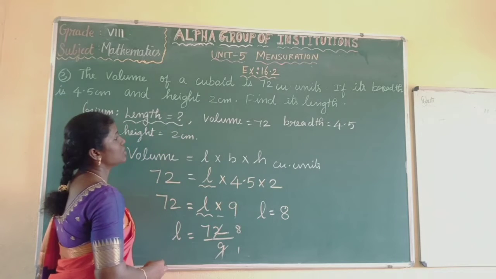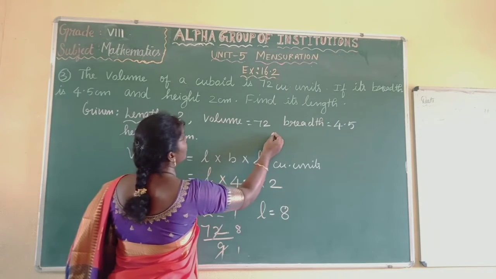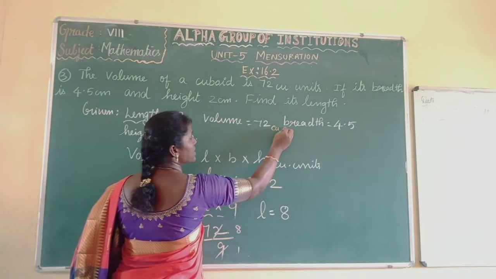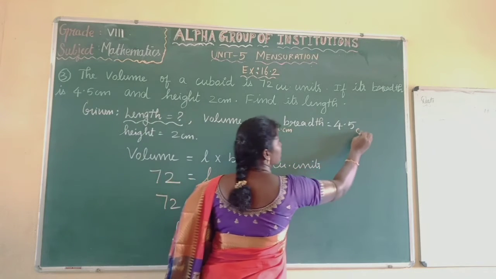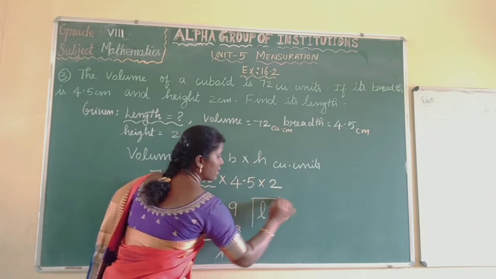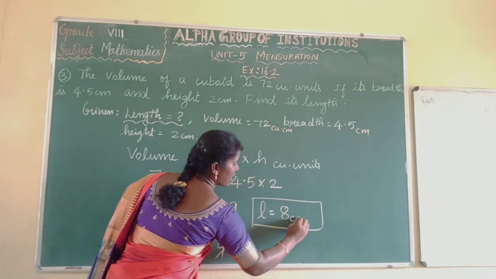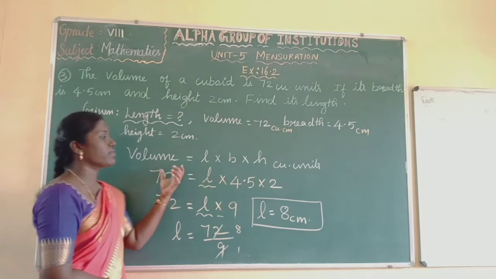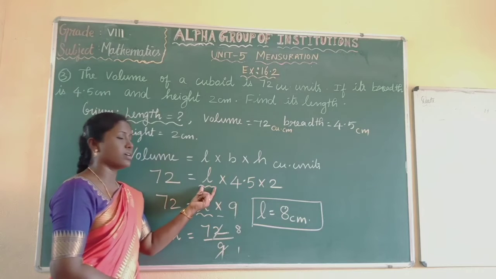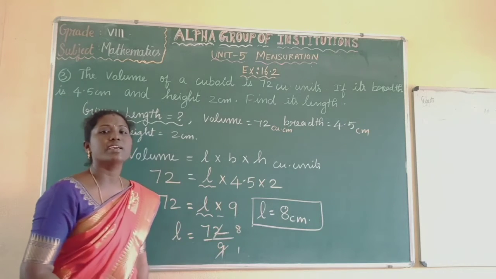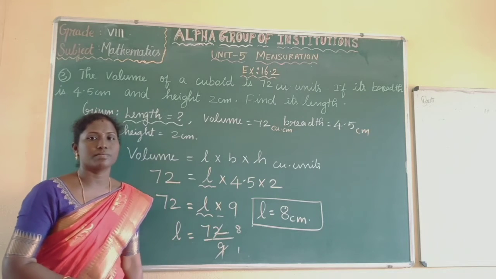Okay. What is the measure given here? It is given in the form of centimeter. This is cubic units, that is cubic centimeter we can write, and this is centimeter, as well as this is also centimeter. So the length of the cuboid is 8 centimeter. See, it is a simple problem. Volume is given. Substitute all other values except length. Just rearrange the equation for L. We get the value of length as 8 centimeter.